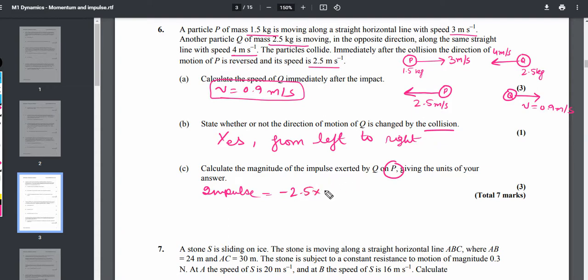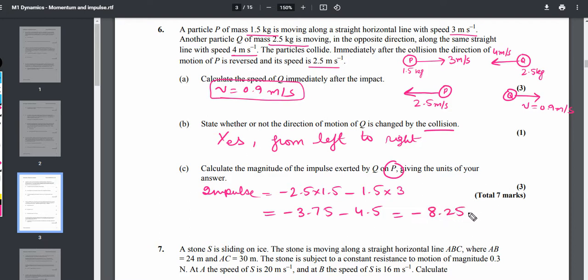-2.5 times 1.5 minus the initial momentum, which is 1.5 times 3. So from here I'll get -3.75, -4.5. So the total will become -8.25. So the negative sign is just showing the direction.